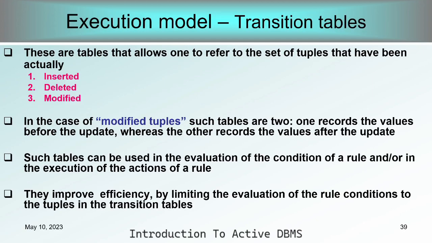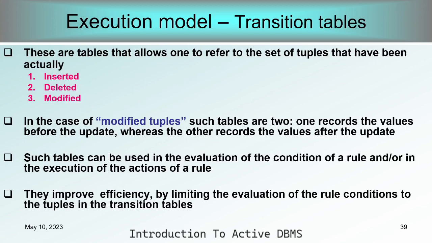There can be another execution model which can solve this problem. One is the transition table. So what are transition tables? These are tables which allow you to refer to the set of tuples which have recently been inserted, deleted or modified. Whenever someone makes any changes to the DBMS tables, all those records are immediately stored in a separate table called the transition table. So you can get the details of all the modified tuples of such tables.